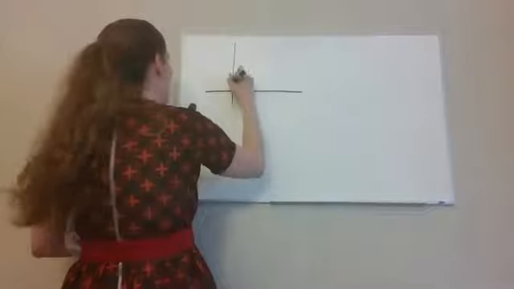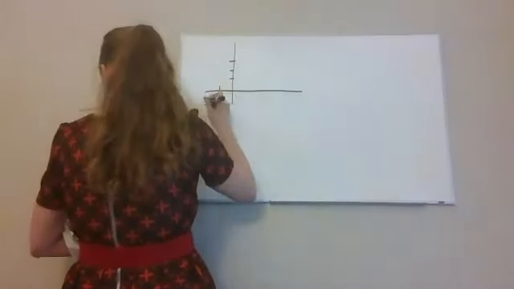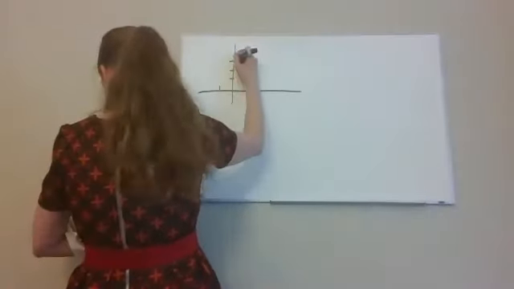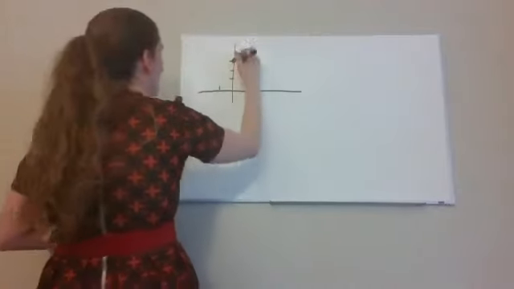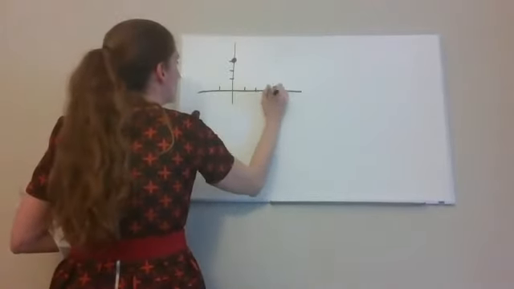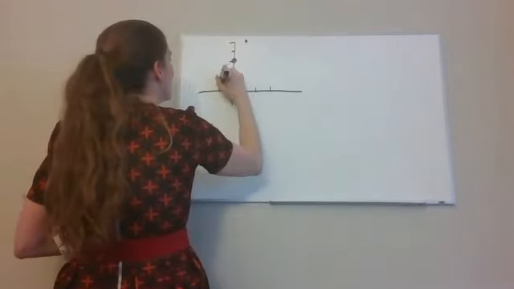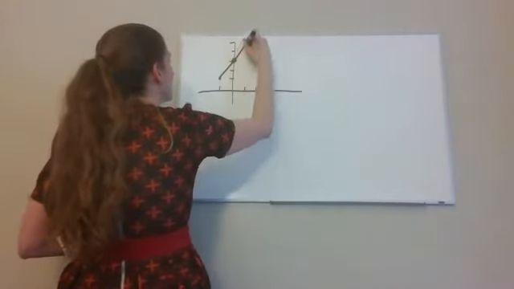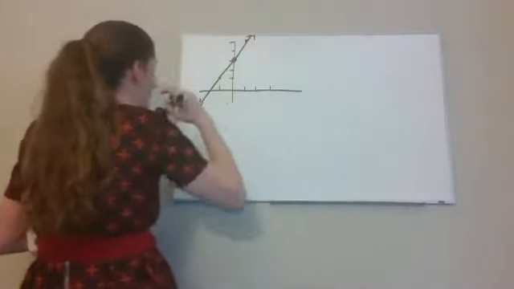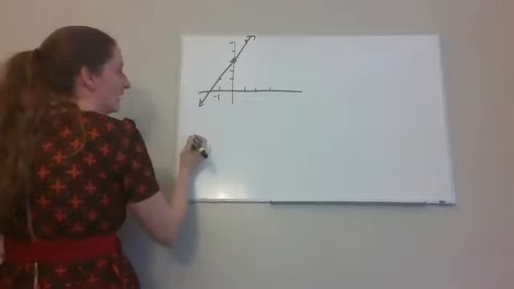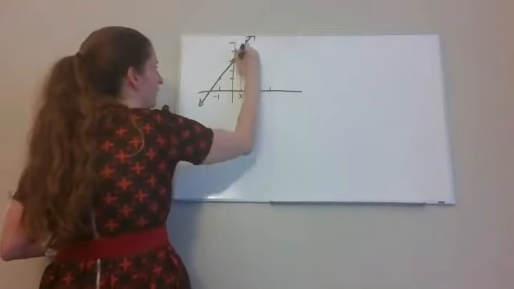So I have the graph. Here's my plus 3, and my slope was 2. So I get, this is the graph of my function. Here's where -1 is, and I'm just going to put x here generically for now.